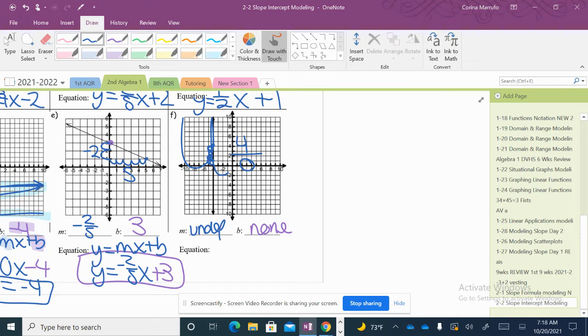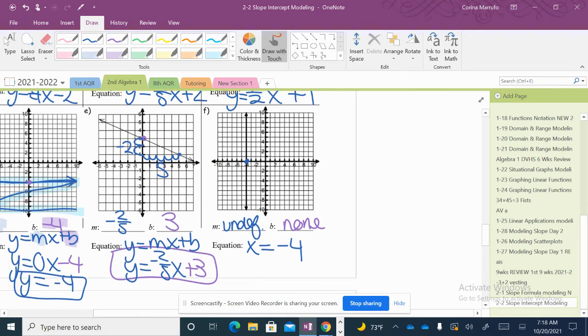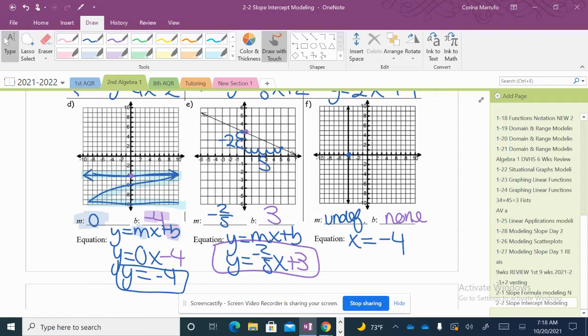Whenever you have a vertical line, you're going to see that it goes through my x-axis. Well, it goes through my x-axis at -4, so that means that my equation is x equals -4. If you notice, on your horizontal line, it went through my y-axis at -4, so that's why we put y equals -4.